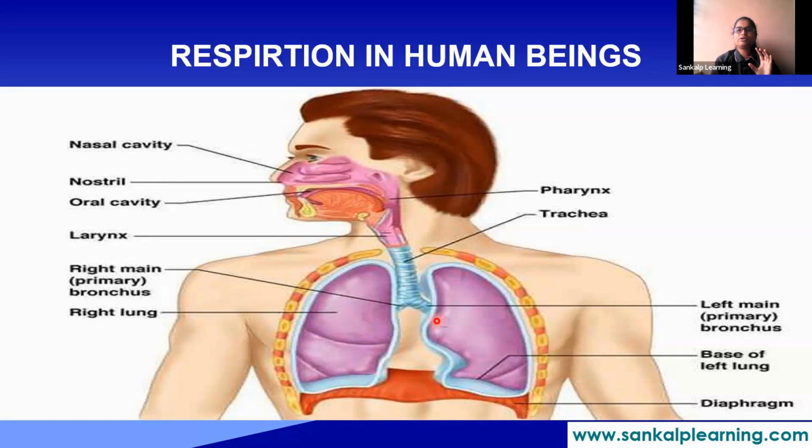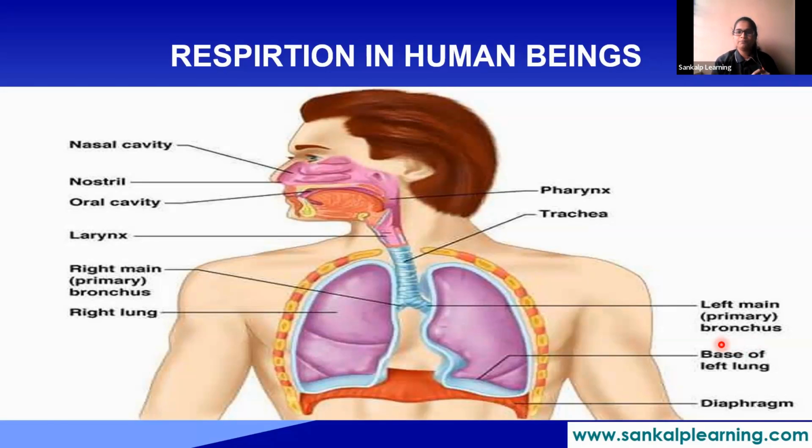So this trachea, once it enters the lungs, it divides into certain branches. Okay, that branch of trachea, once it enters the lungs, is called a bronchus. Bronchus singular, bronchi plural. That bronchus again divides to form bronchioles. The branches of bronchi or bronchus are bronchioles.